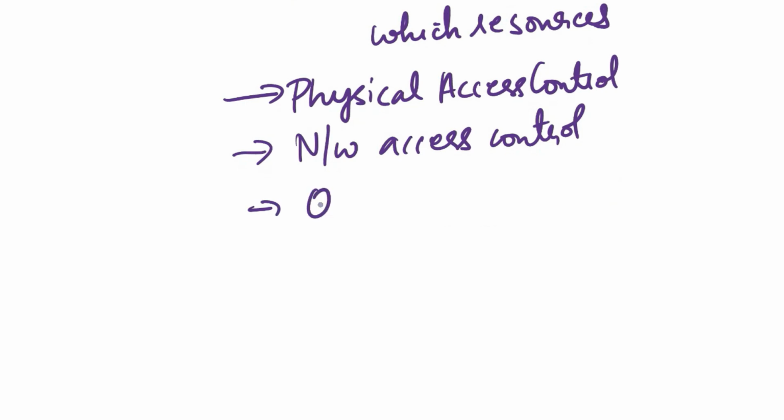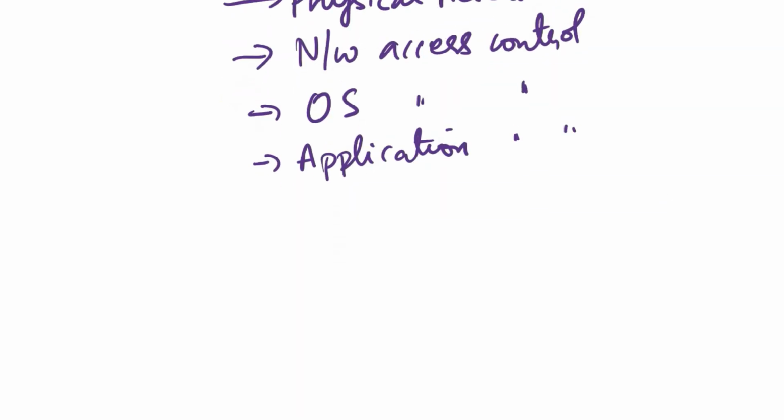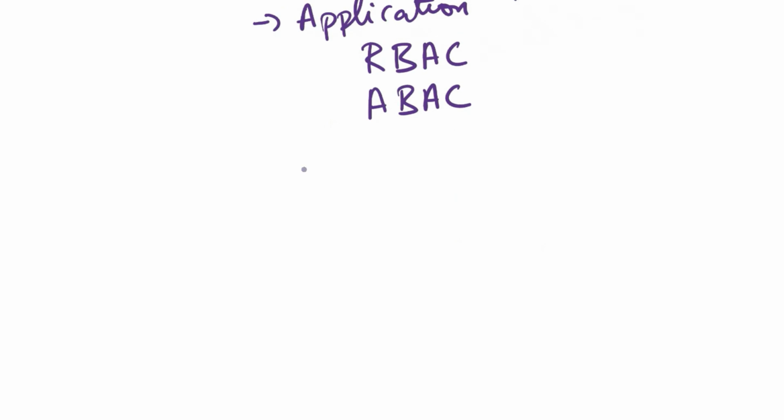Next is operating system access control. This is managing user accounts, roles, and permissions within an operating system to control access to files, directories, and system services. Next is application access control. This is defining and enforcing access permissions within specific applications or software, often involving role based access control or attribute based access control. Now, let's see why access control is important.